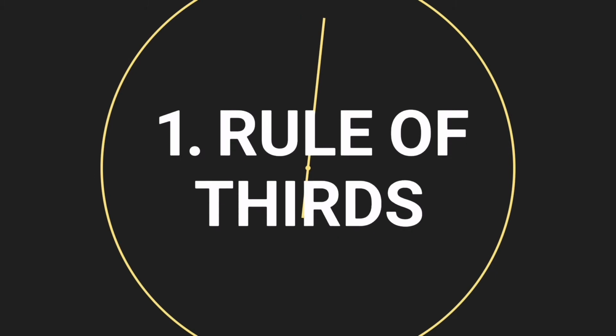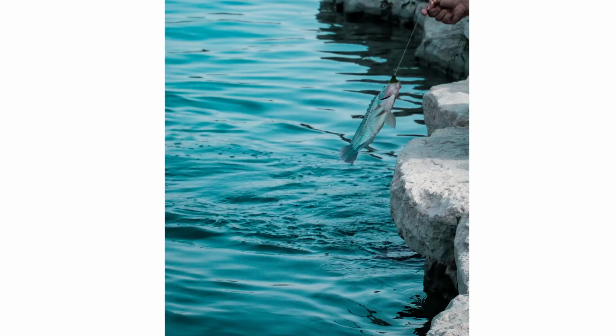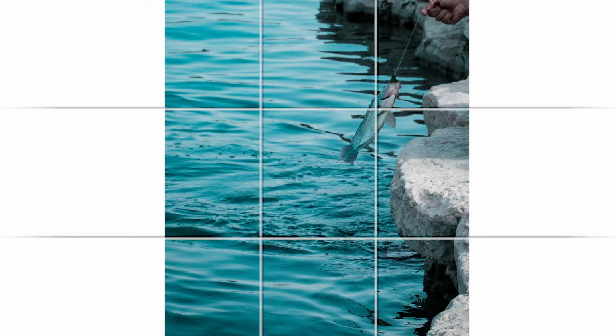First one on the list is the rule of thirds. It is a very simple and commonly used technique. Divide your frame into 3 equal parts horizontally and vertically. You place your subject at any of these intersecting points, and subjects placed at these points are simpler and more interesting to the human brain.